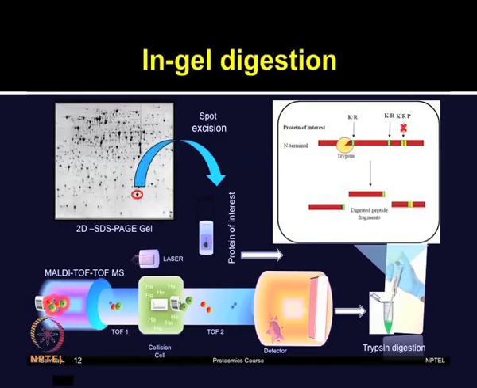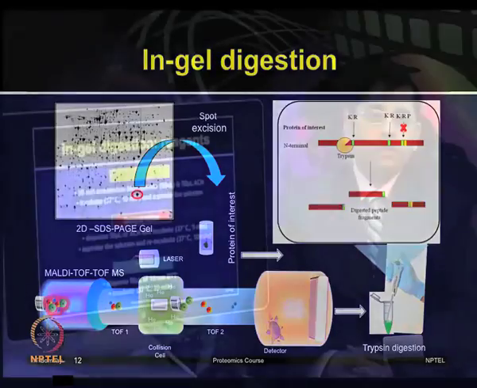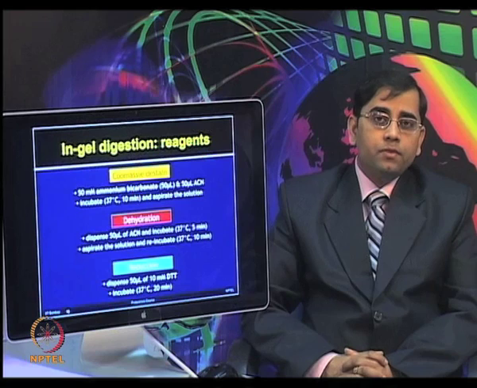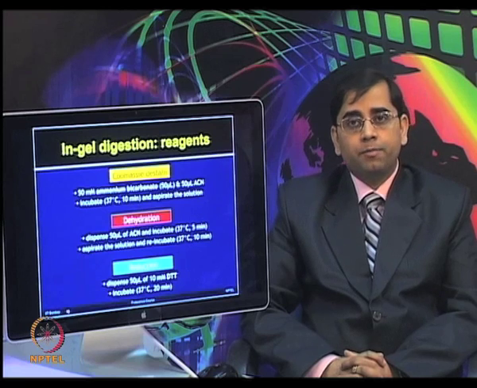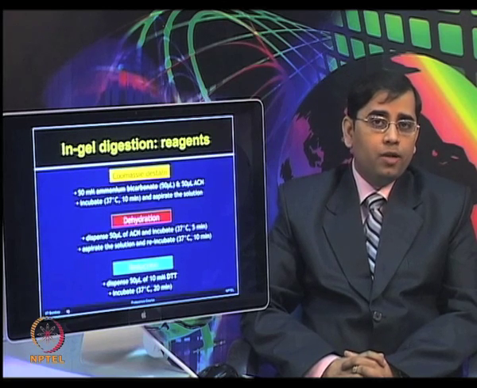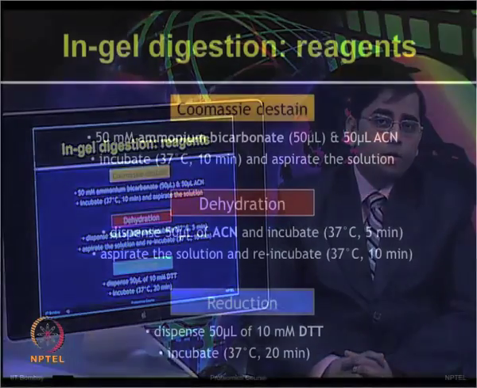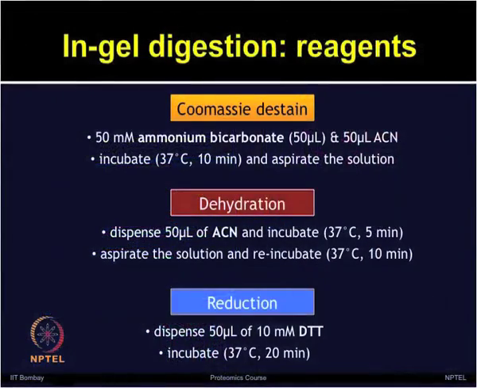So, similar protocol can be modified and used for various types of applications in proteomics. This slide gives you various recipes for performing in-gel digestion. The first step is the de-staining of the spots or the band, because you have stained the gels with Coomassie Brilliant Blue or some other stains, and first of all you would like to remove the stains. Stain removal is essential prior to the mass spectrometric analysis.